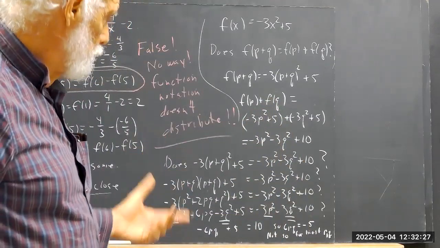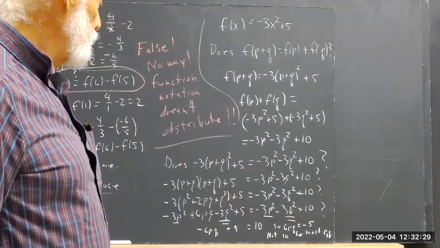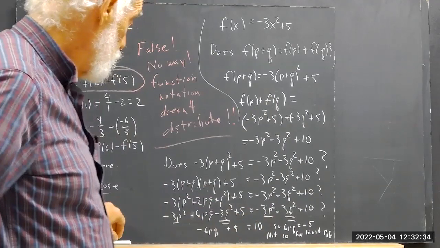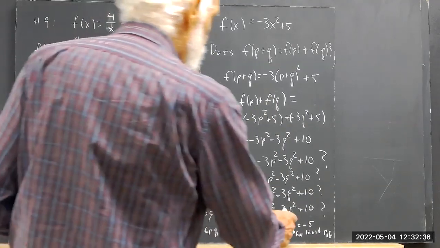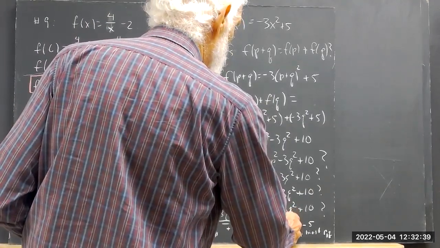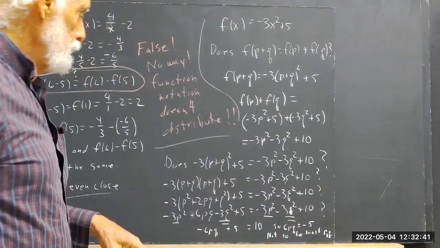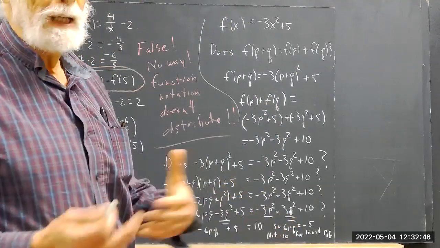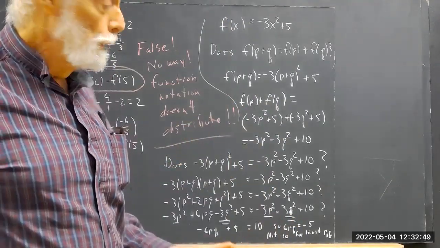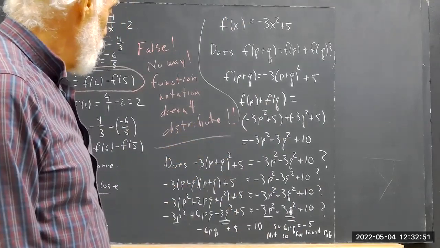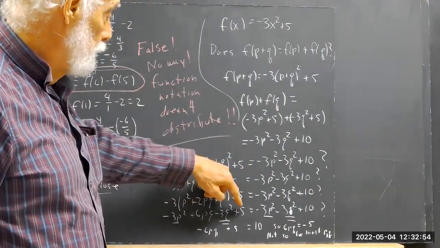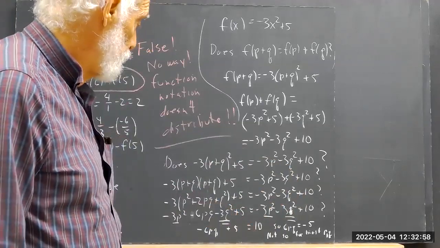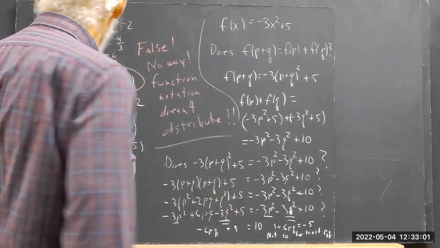Now, at this stage, I didn't have room to write any more steps. I just observed that the negative 3p squared matches the negative 3p squared on both sides, and the negative 3q squared and the negative 3q squared match. So I could just add 3p squared and 3q squared to both sides. They would go away, leaving me with negative 6pq, the 5, and the 10. So we'd have negative 6pq plus 5 equals 10. Now, if we subtract 5 from both sides.